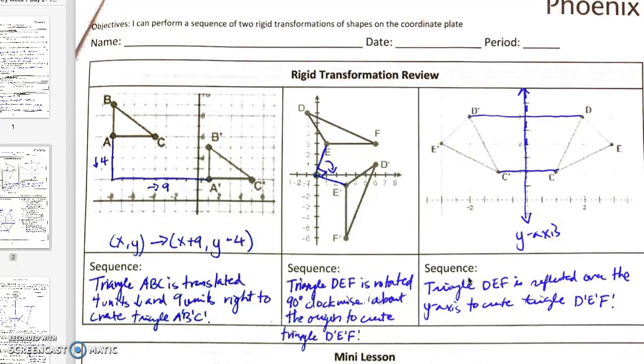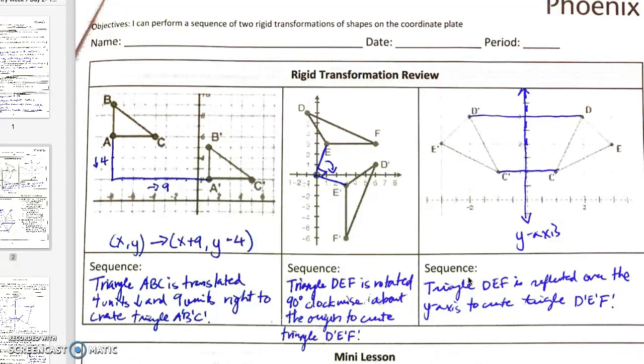And the way that we write that is we have our pre-image, so triangle ABC is translated, that's our rigid transformation, 4 units down and 9 units to the right to create triangle A prime, B prime, C prime. So your criteria for success is that you have your pre-image and your post-image, you have your labeled type of rigid transformation, and you have your directions both horizontally and vertically.